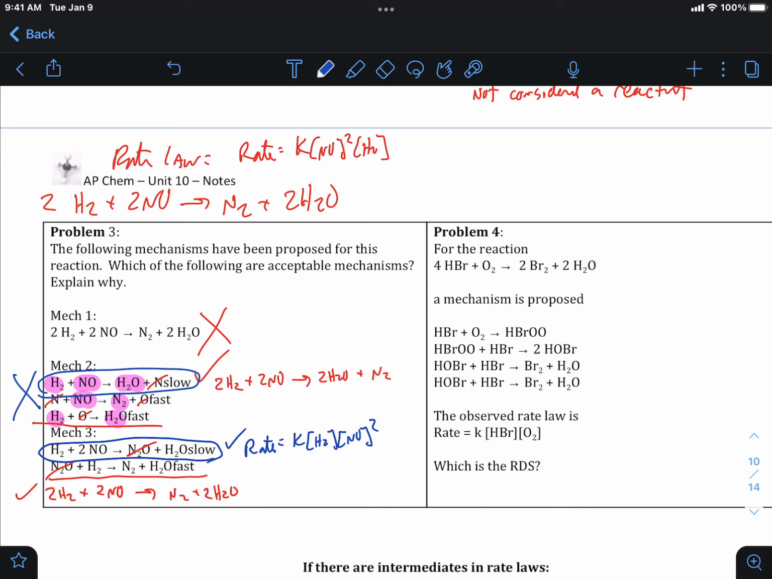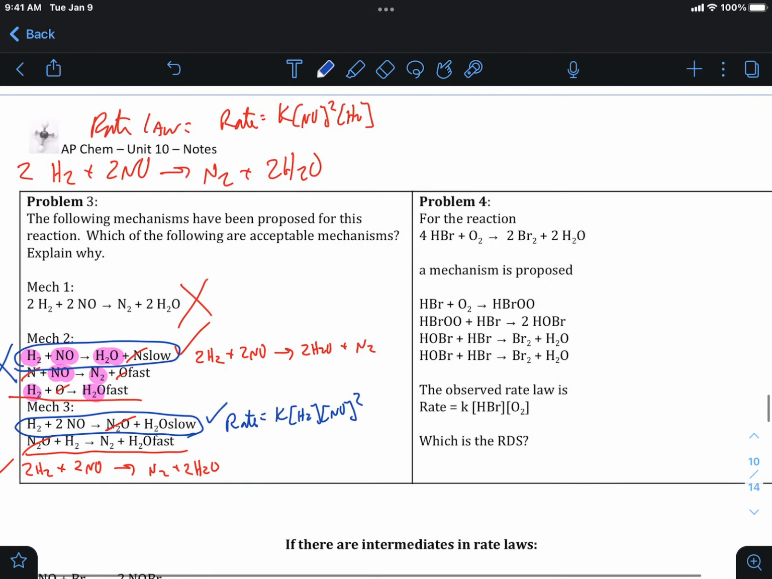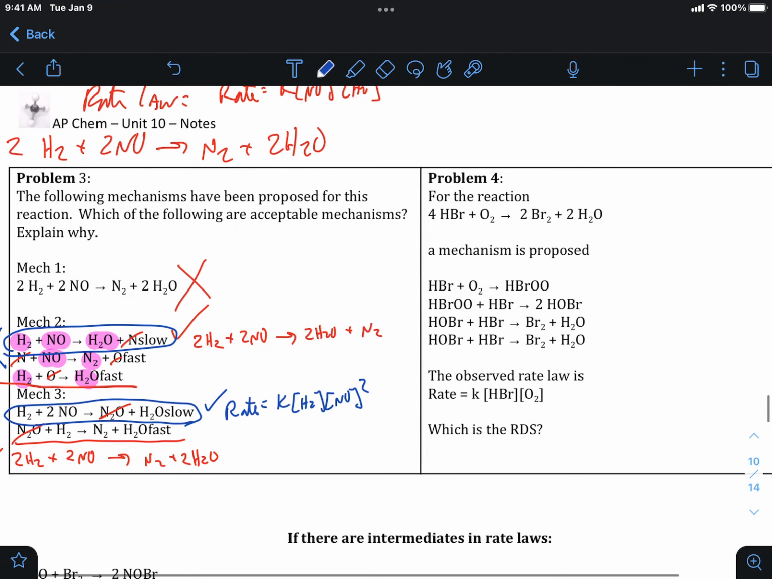So that is an acceptable mechanism. Now, again, just because a mechanism is acceptable does not mean that it's proven to be the right mechanism. It just means we did not refute it. It's an open possibility, but it's not proof that it is the mechanism. Okay. One more.